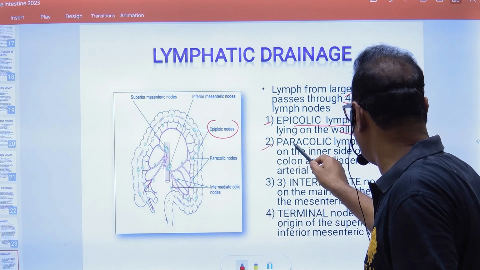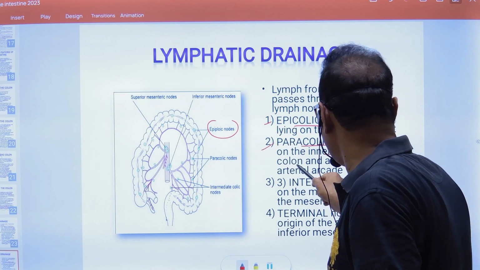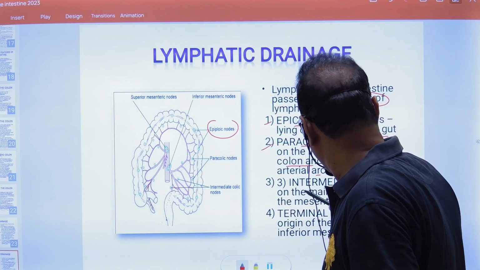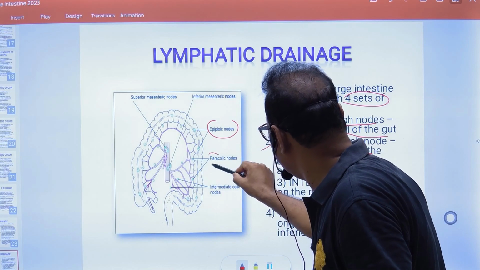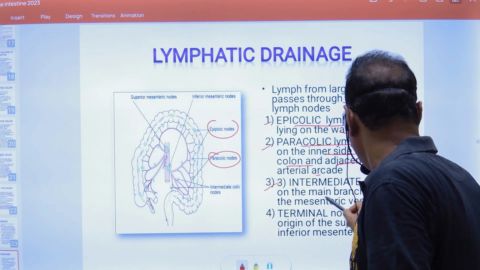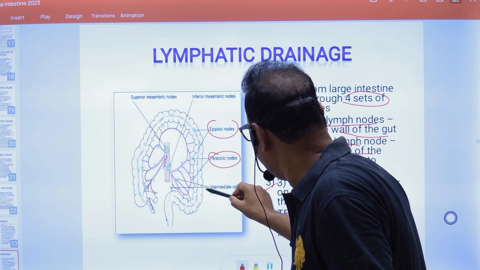Then we have got the paracolic lymph nodes. They are on the inner side of the colon, adjacent to the arterial arcade. The paracolic nodes are on the inner side and along the vessel. Then the intermediate nodes are along the main branches of the main vessels.